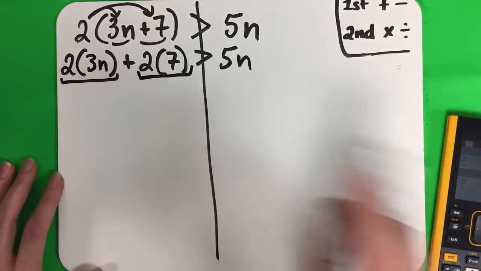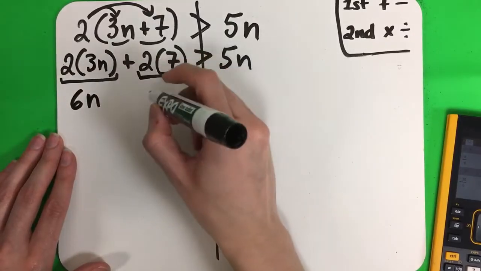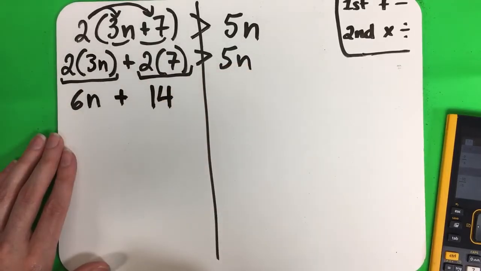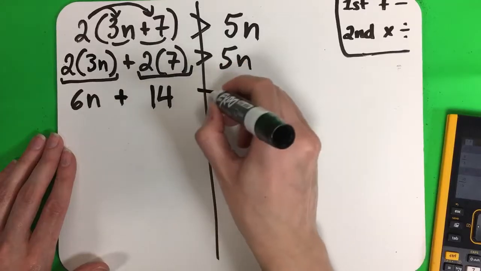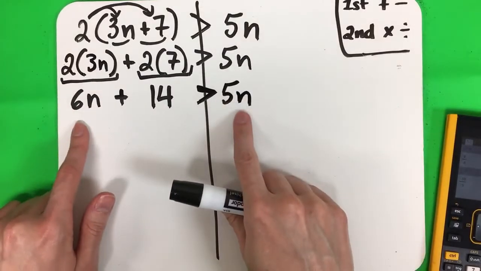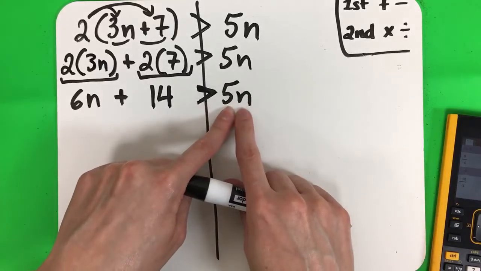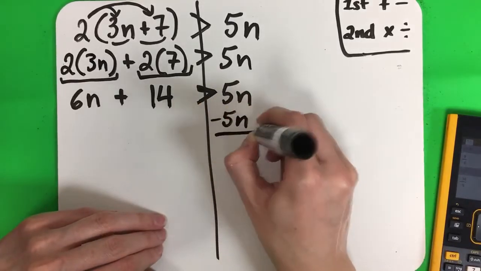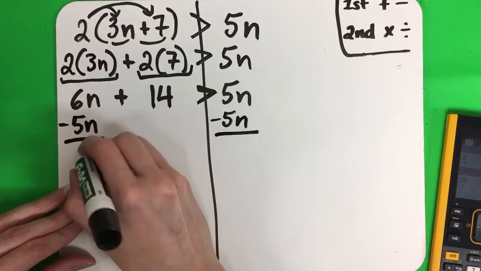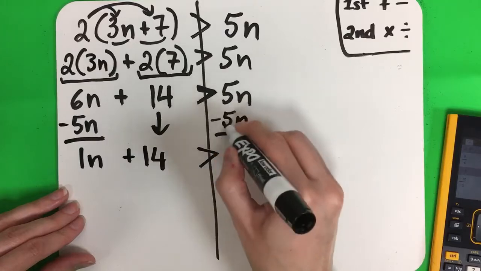2 times 3, 2 por 3, 6n. 2 times 7, 2 por 7, 14. It's positive, positive 14. Put the sign. Don't forget the sign, no olvida el signo. Copy greater than, mayor que, 5n. I have 2 n's. Move the right first. Siempre mueve el número en el derecha primero. So this is positive. The opposite is negative. So minus 5n. Copy minus 5n. 6 minus 5, 6 menos 5 is 1n. Copy plus 14. Copy greater than. 5 minus 5 is 0.